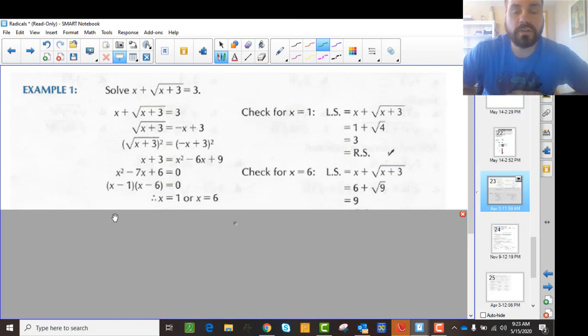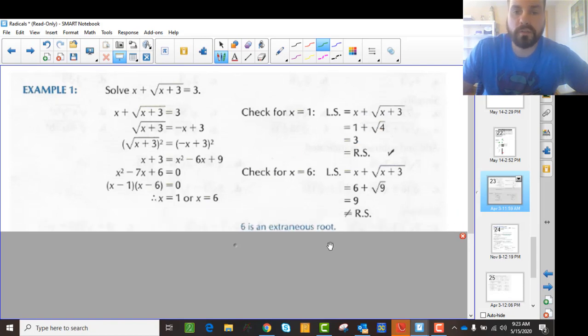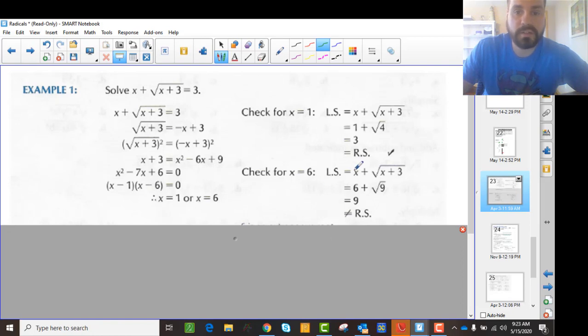Then we verify our solution. We check the left-hand side. We put in 1 first: 1 plus the square root of 1 plus 3 gives me 1 plus the square root of 4, which is 3. So that works. Then we plug in 6: 6 plus the square root of 6 plus 3. 6 plus 3 is 9, the square root of 9 is 3, and 6 plus 3 is 9, not 3.